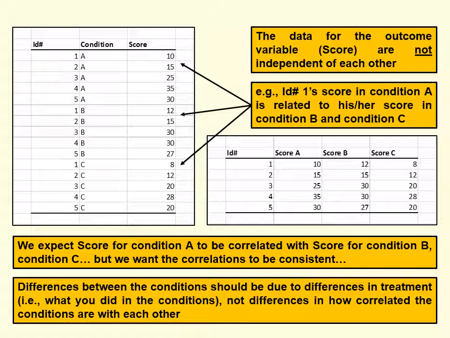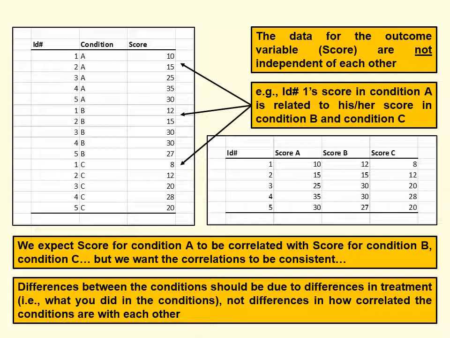Again, the important idea is that there's a correlation we would expect between these conditions, and we expect that differences that show up between the conditions should be due to differences in treatment, what we did. That is to say, between score A and score B, everyone underwent treatment for depression, or everyone took a particular medication. We hope that those differences we see will be due to differences in our treatment, rather than just differences in how correlated these conditions are with each other.